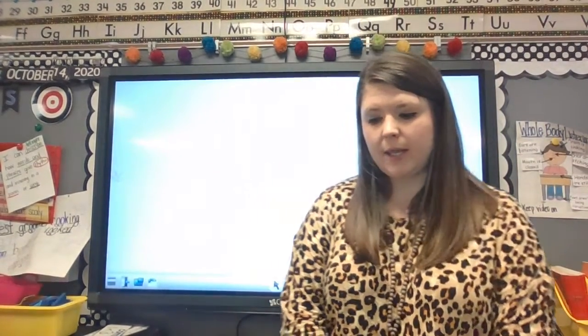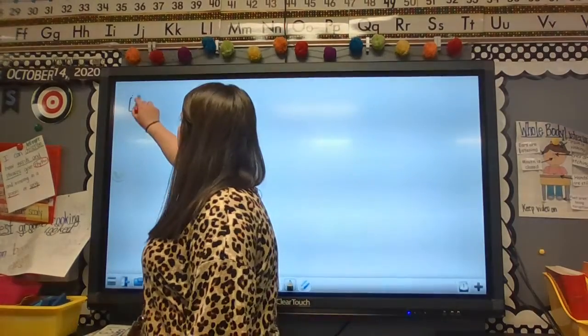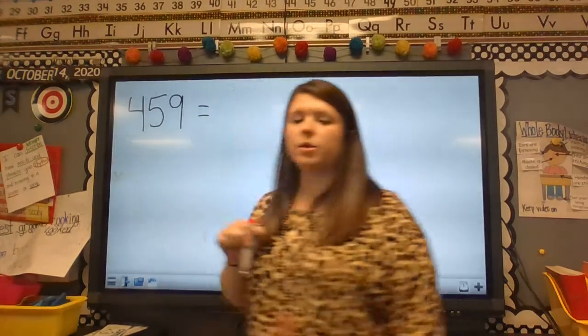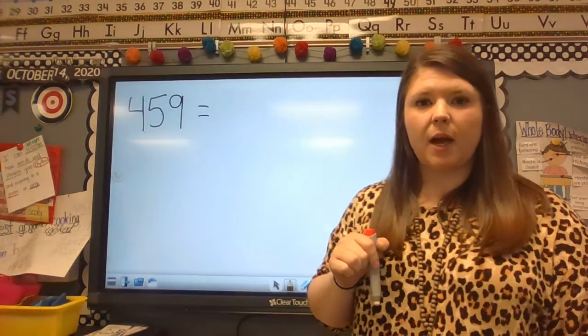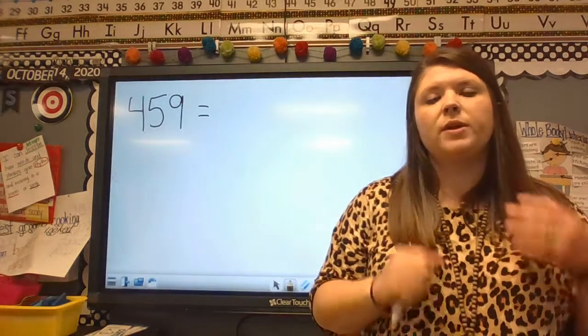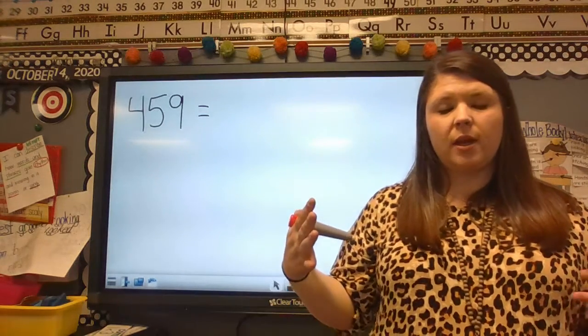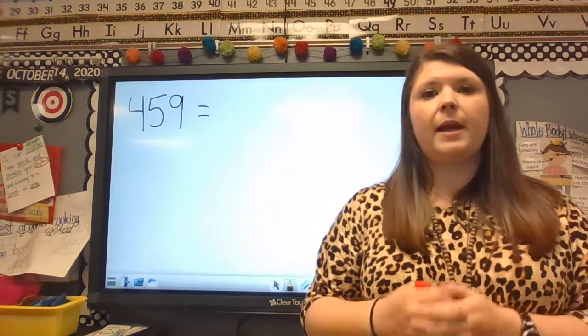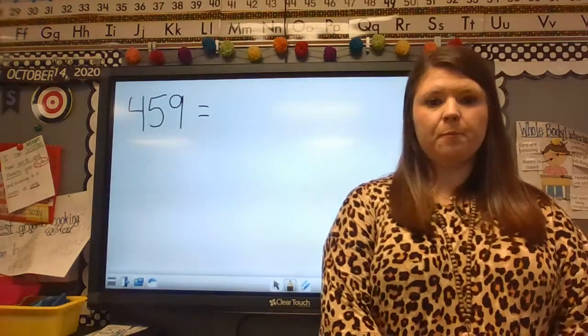To our math lesson. We're going to start by taking a 3-digit number and writing it in expanded form. So you need to get something to write on and something to write with. All right, I want you to write the number 459 in expanded form. Remember, when we're writing in expanded form, we're taking the value of each digit and expanding it, to show that when we add it together, we get our total, okay?